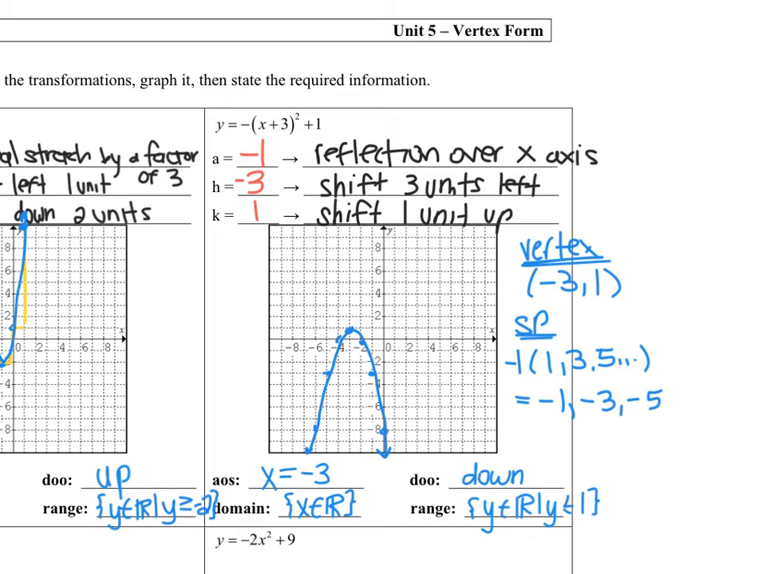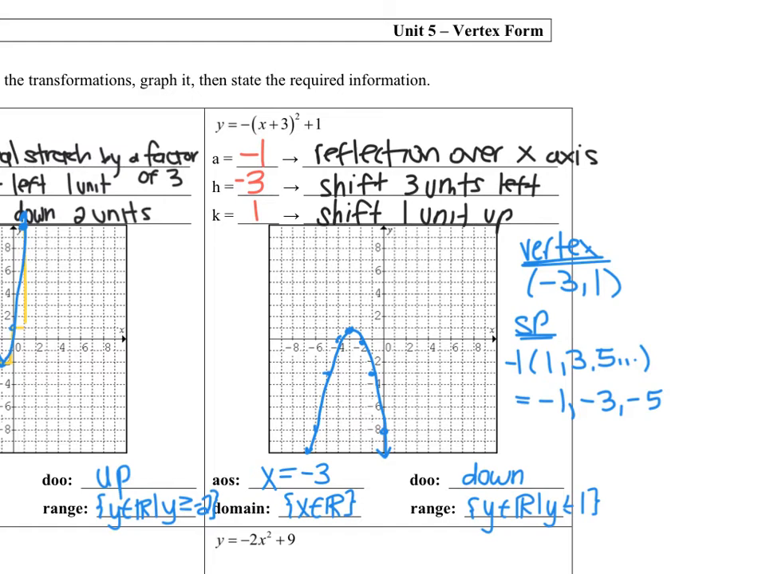So what I did, I plotted my vertex, which was that -3, 1, right over there. And my step pattern, I multiplied it by -1 to give me -1, -3, -5, -7, etc. So here's my step. There's a step of 1. There's a step of -3. There's a step of -5. And then I ran out of space.